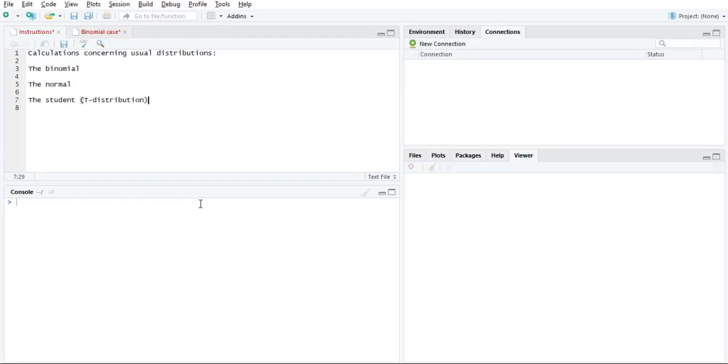I will show you how to perform calculations concerning usual probability distributions: the normal, the binomial, and the student, also called the t-distribution. So we start with the binomial.